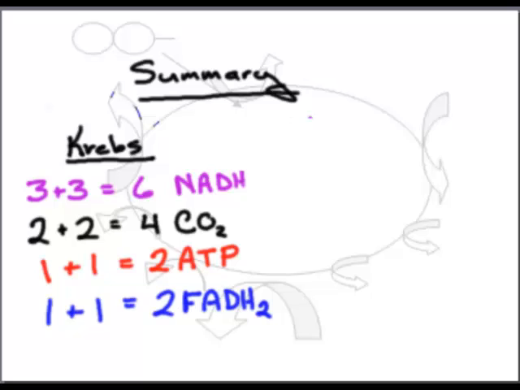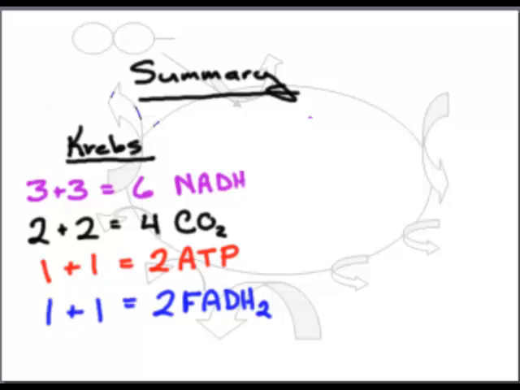So the Krebs cycle actually turns twice per glucose molecule, and in reality all of these reactions are happening simultaneously, but given that we like to think linearly, we've done it in a nice circular pattern. But we've summarized 3-2-1-1. 3-2-1-1 gives us 6 NADHs, 4 carbon dioxides, 2 ATPs, 2 FADH2s. So that's the final deconstruction of our glucose molecule.